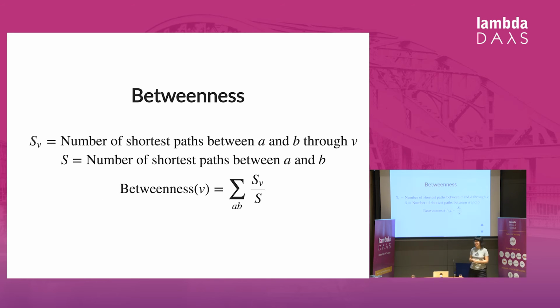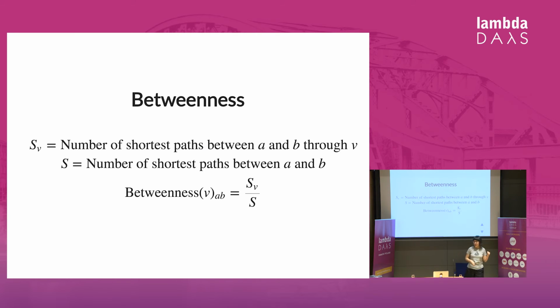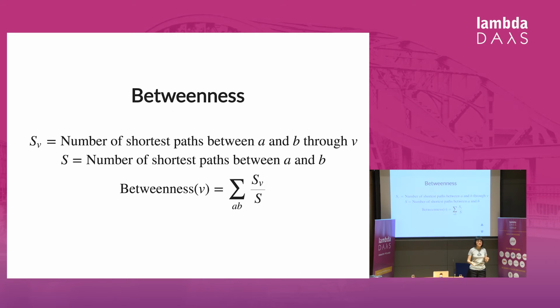Formally, the betweenness of a node, given two other nodes in the network, is just the number of shortest paths between the two nodes that lead through the central node, divided by the total number of the shortest paths between the two nodes. So for this situation, there are two shortest paths between the orange nodes, and only one leads through the green guy. That means this situation has betweenness 1/2. And the betweenness for a node altogether is just the sum over all different pairs of nodes in the network.